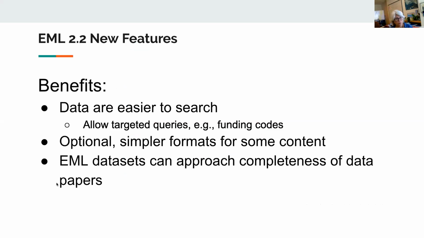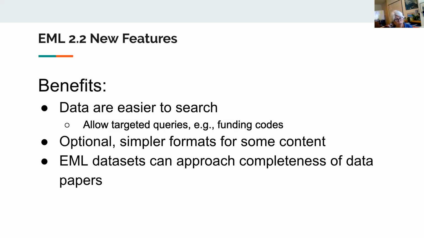Here is a quick summary of the overall benefits of these new features in 2.2. Basically, data are easier to search. This is actually important to a group like LTER, because with thousands of data sets, it's getting difficult to distinguish them. For example, explicit funding codes are now available, which means you can write targeted queries to specific parts of a data set.